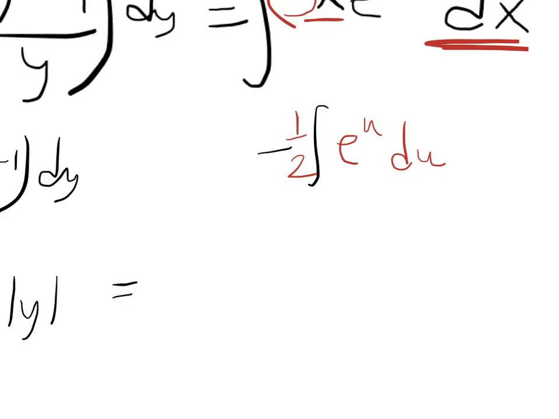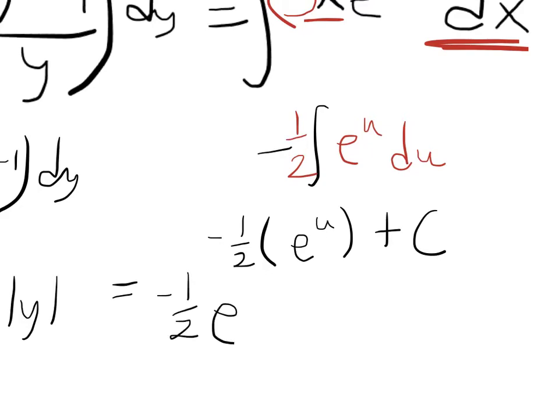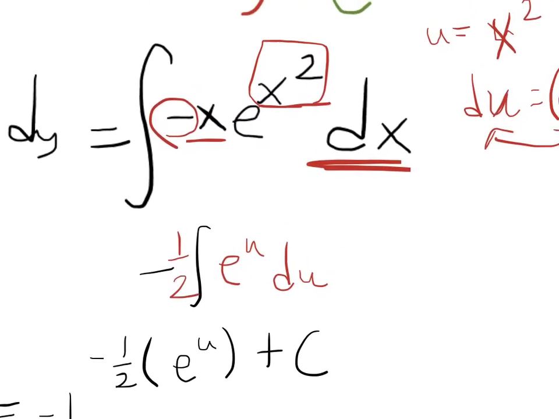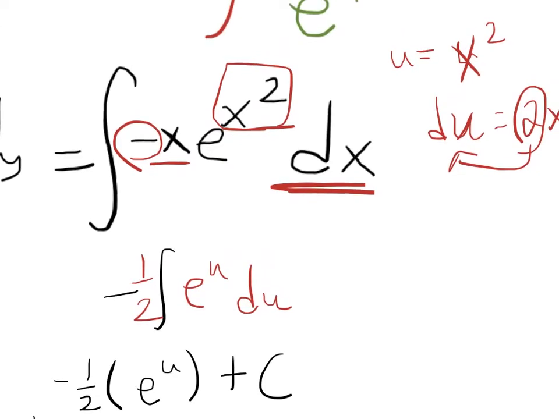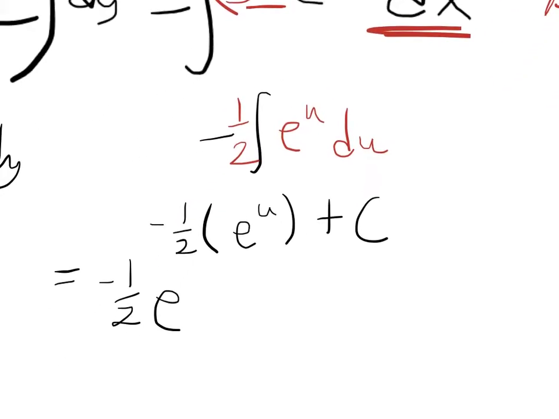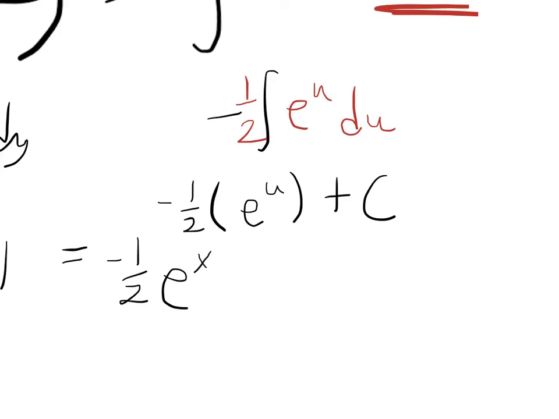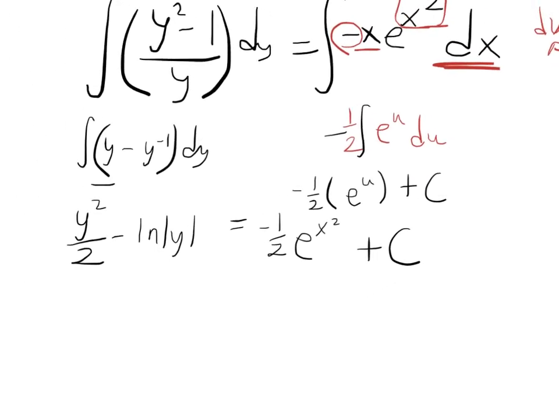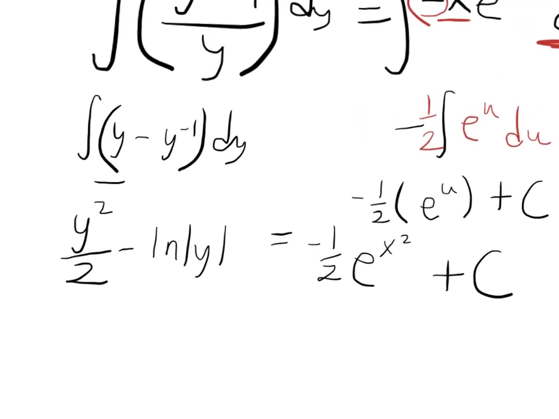What's the integral of e to the u du? E to the u plus c. All right, final answer: negative 1/2 e to the, what was u again? x squared, plus c. All right, zoom back out, and we got something nice here. Not too bad.